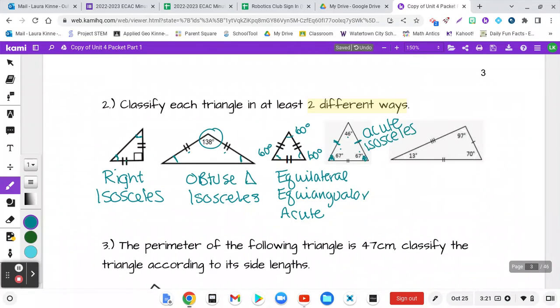Now, real quick, by definition of isosceles, it's at least two congruent sides. So this equilateral could also be considered isosceles because it does fit that description. All right, the last one, we have an obtuse angle. And all the sides are different, so it's scalene.